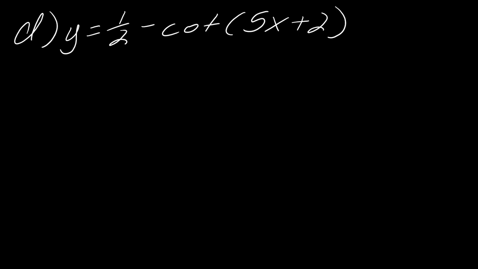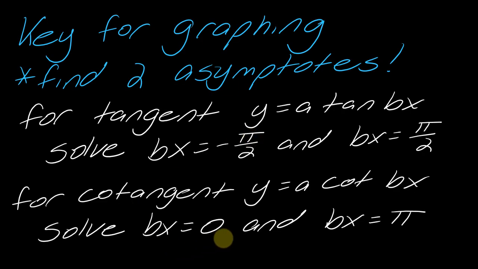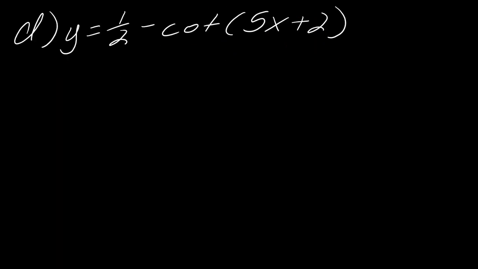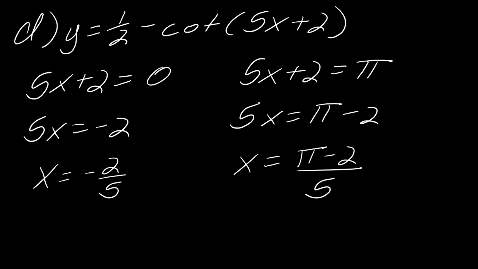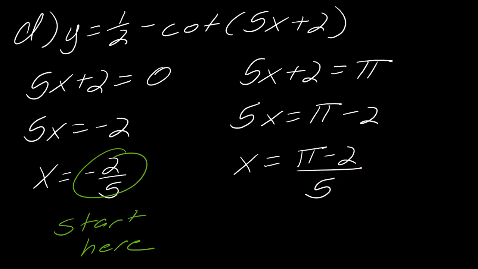So if you haven't tried one of these yet on your own, notice that this is cotangent. So with cotangent, you do have to use bx equals 0, bx equals pi, so just a reminder of that. So I highly recommend that you try this one on your own. Hit play when you think you've got it. So I've got 5x plus 2 equals 0 and 5x plus 2 equals pi. So I go ahead and solve those, subtract 2 from both sides. So I get x equals negative 2 over 5, or x equals pi minus 2 over 5. If you broke this up into two different fractions, that's totally fine. You didn't have to though. And then this is where I would start my table.